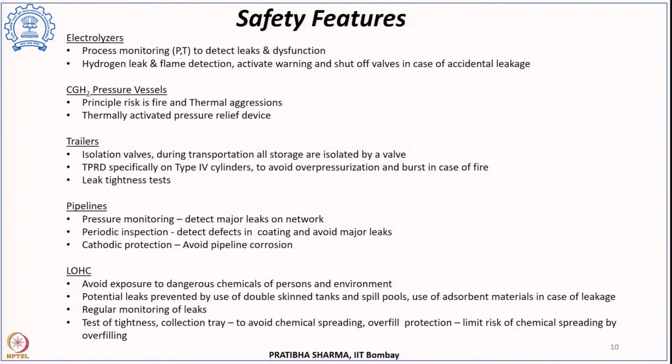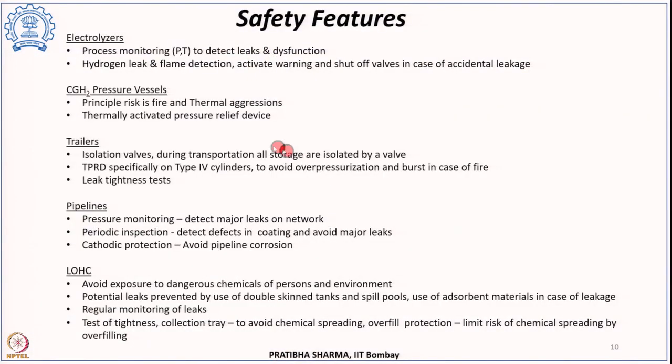Now, we know that usually these equipments, these devices wherein hydrogen is stored or utilized, are all well equipped with different safety features so as to avoid these unprecedented situations or hazards or catastrophic accidents. For example, electrolyzers have different process monitoring devices to monitor the pressure and temperature so as to detect leaks and any sort of dysfunction in the electrolyzer. There could be hydrogen leak and flame detections possible. So, flame detection by means of UVIR, or there could be hydrogen leak detectors, which will activate warning signals, and these will shut off the different valves in case of any accident or leakage.